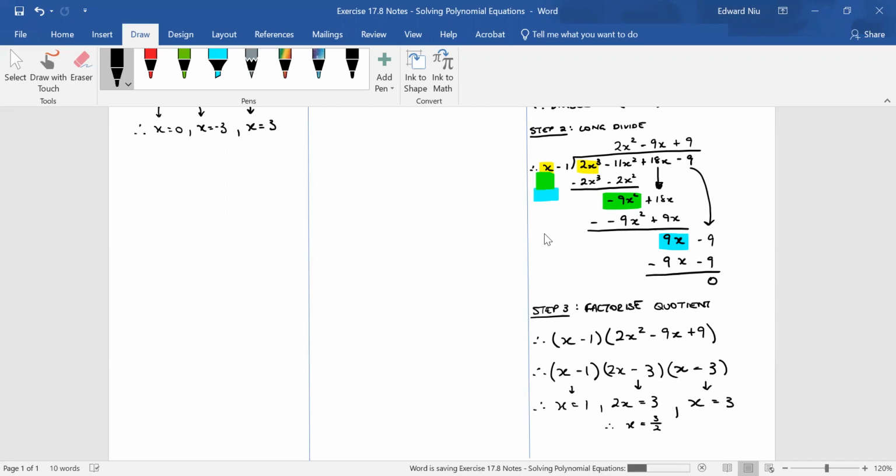All right, wasn't painful after all. And look, we've been doing enough questions now to get basically the 3 brackets. Now it's just taking that step further to find yourself the x values. Okay, that's all for exercise 17.8. Let me know if you have any questions.